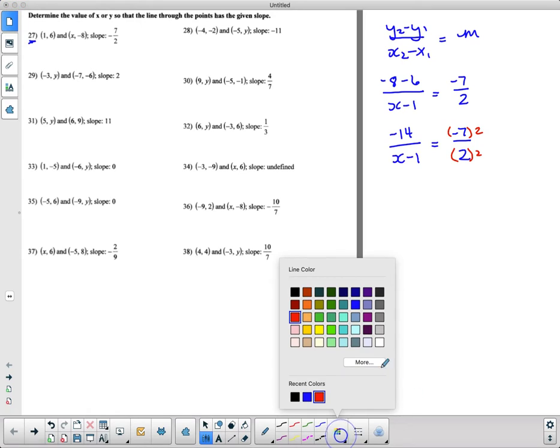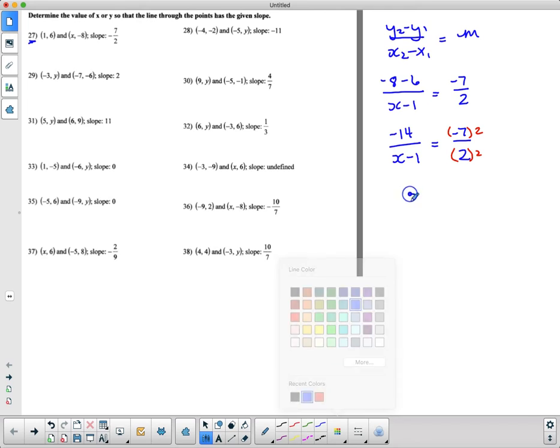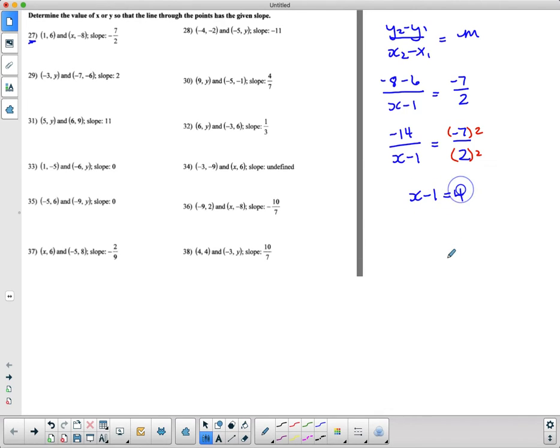Which actually means, if we take a look at it, that now we have a linear equation we can solve, because I know that x minus 1 has to equal 2 times 2 here, which is 4. So I'm just going to add 1 to both sides, plus 1, and we have x equals 5. So that one was pretty straightforward. Let's try a different one here.